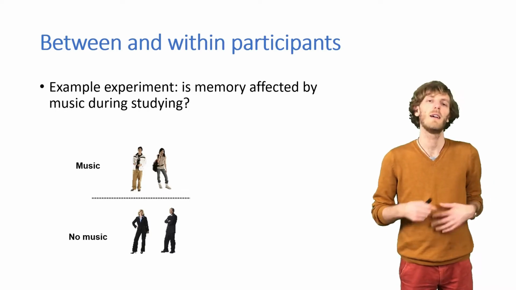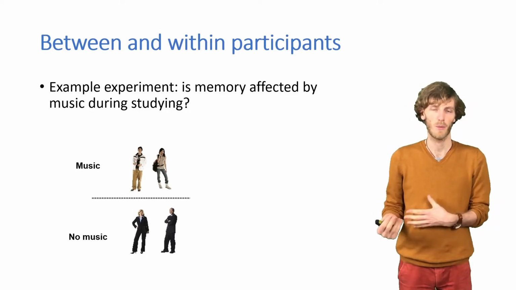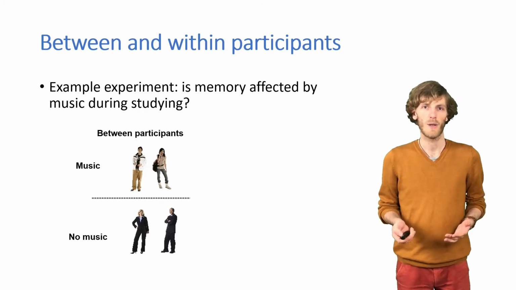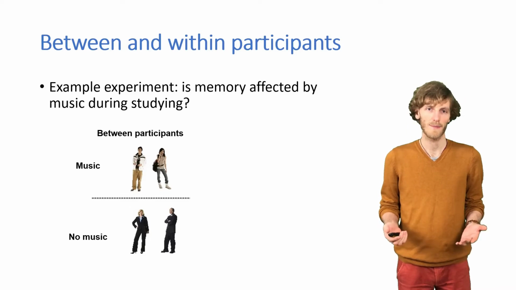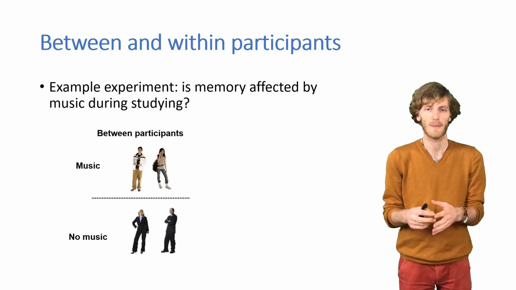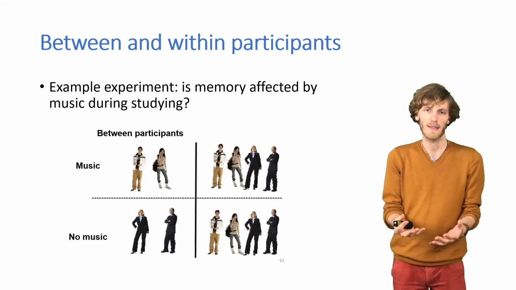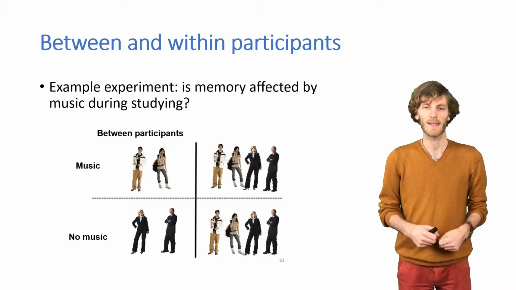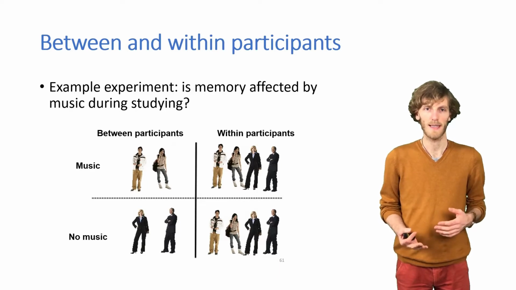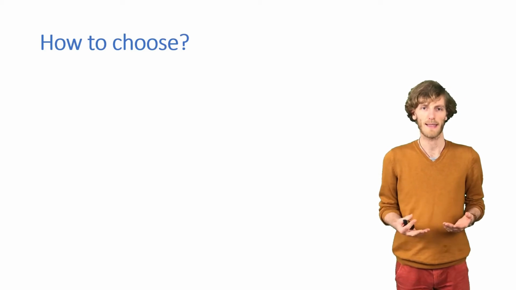In the example here, one of the groups might be listening to music while they're studying for a test. The other group studies in silence, and they test whether there's a difference. That is called a between participant design. The alternative would be to get all the participants together and then get all the participants to once study while music is playing and then to study in silence, a so-called within-participant design. How would we choose between them in planning a study?